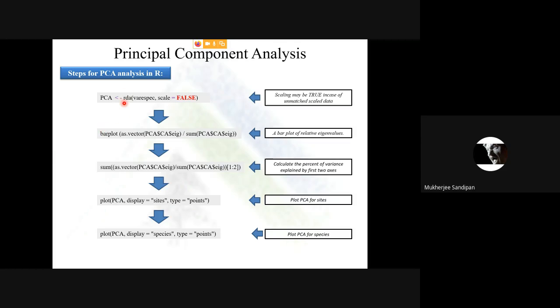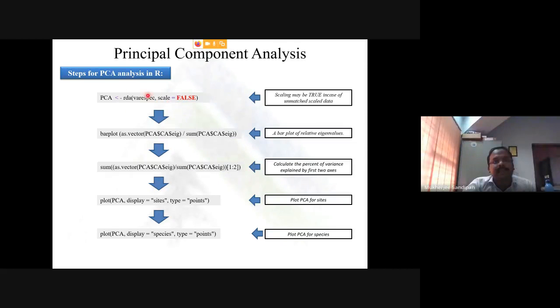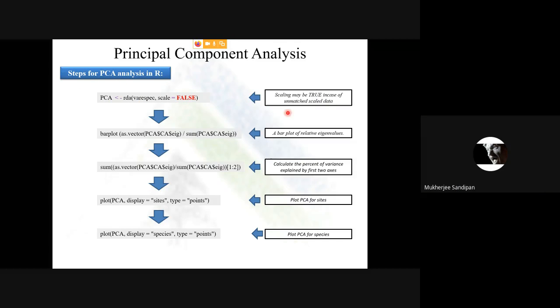You simply use this RDA function, and this code is basically using the Vegan package, where the varespec is the data where species distribution data is available. Once you have this PCA, your scaling may be TRUE in the case of unmatched scale data.